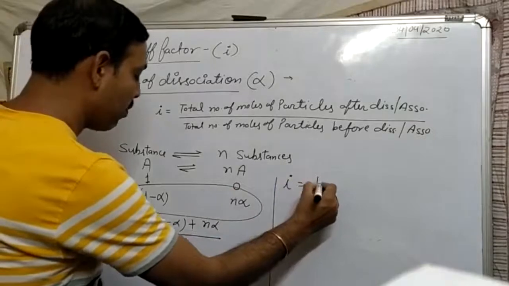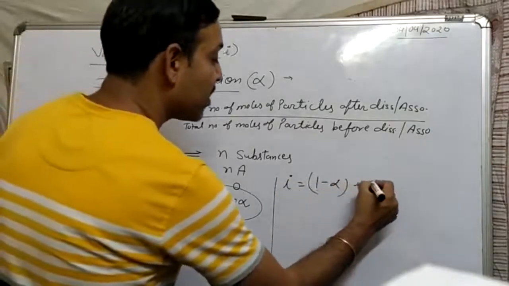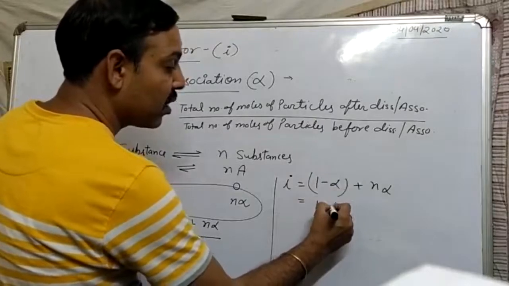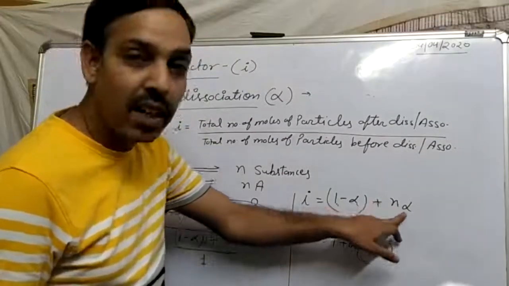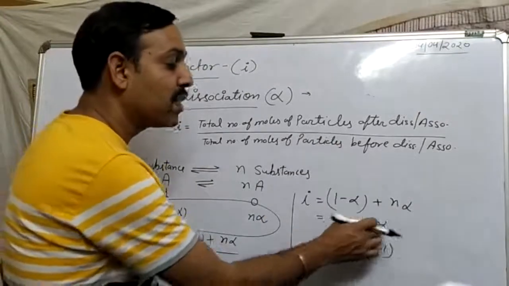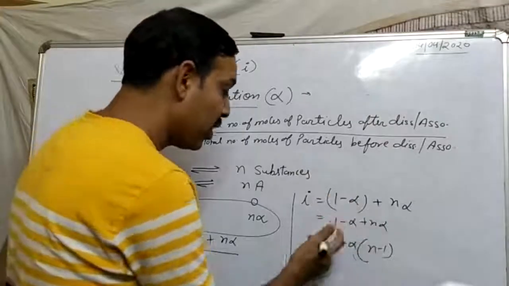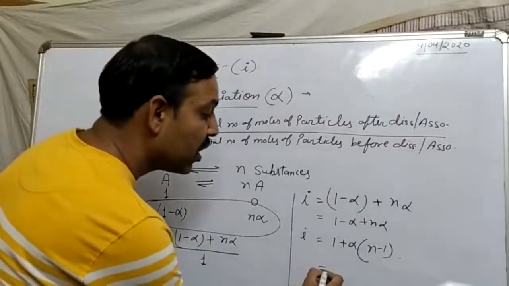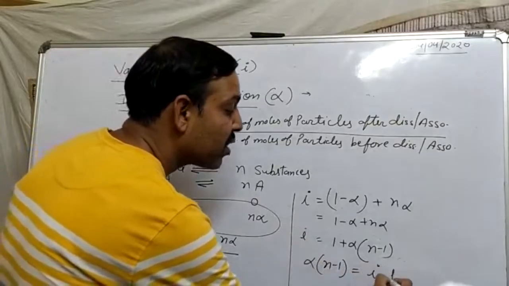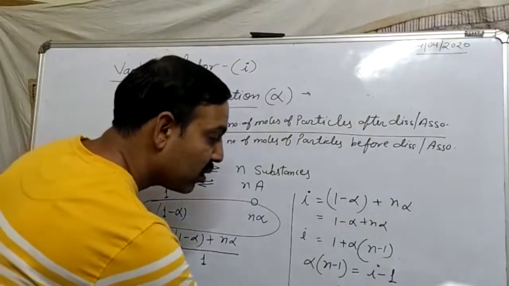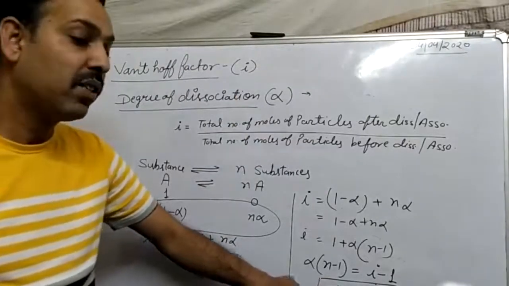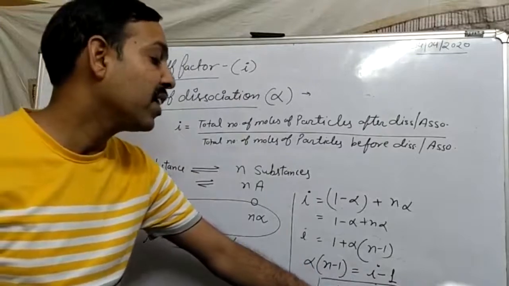i इज इक्वल टू 1 माइनस अल्फा प्लस n अल्फा. तो हम इसको ऐसे लिख देते हैं, 1 माइनस अल्फा प्लस n अल्फा. अब हमने लिखा 1, इन दोनों में से अल्फा कॉमन ले लिया तो अंदर बचा n माइनस 1 और इधर बचा i. ठीक, अब 1 को इस तरफ कर दिया तो ये हो गया अल्फा (n माइनस 1) इज इक्वल टू i माइनस 1. तो अल्फा इज इक्वल टू (i माइनस 1) अपॉन (n माइनस 1). तो फॉर्मूला हमारा क्या बन करके आया, अल्फा इज इक्वल टू (i माइनस 1) अपॉन (n माइनस 1).